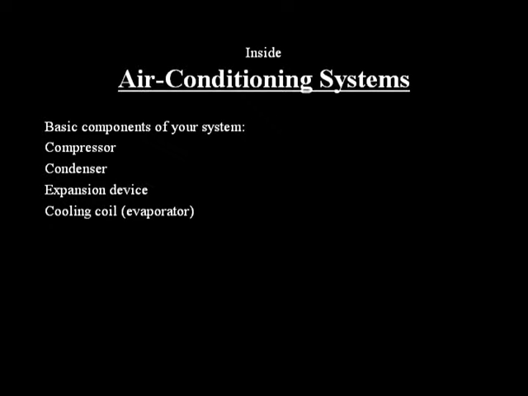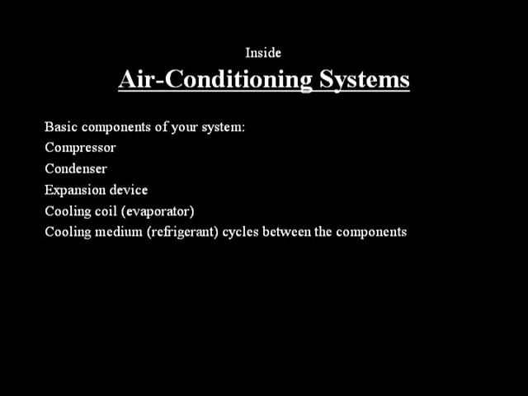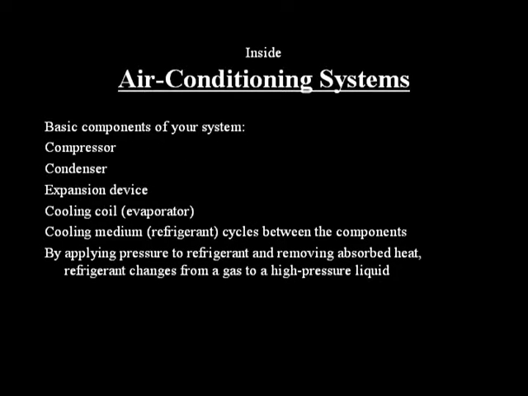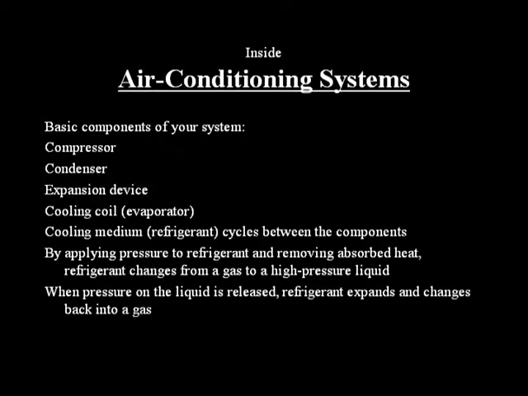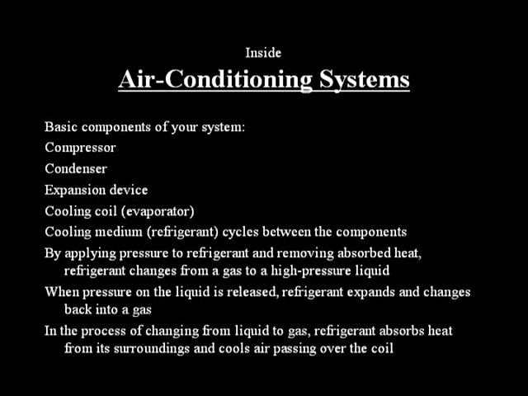The basic components of your system are a compressor, a condenser, an expansion device, and the cooling coil mentioned just a minute ago called an evaporator. A cooling medium called a refrigerant cycles between the components. By applying pressure to the refrigerant and removing the absorbed heat, the refrigerant changes from a gas to a high-pressure liquid. When the pressure on the liquid is released, the refrigerant expands and changes back into a gas. In the process of changing from a liquid to a gas, the refrigerant absorbs heat from its surroundings and cools the air passing over the coil.